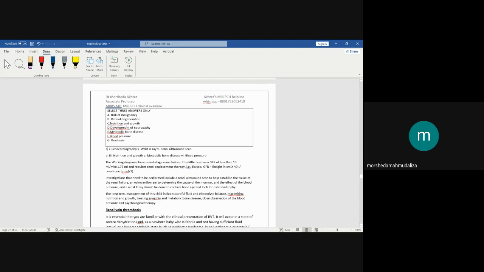So the diagnostic criteria was failure to thrive, you will address this. Hypertension, you will address this. Metabolic bone disease, bony changes, you will address this. Okay. So anemia is also there. By this way you will manage. It's very important.